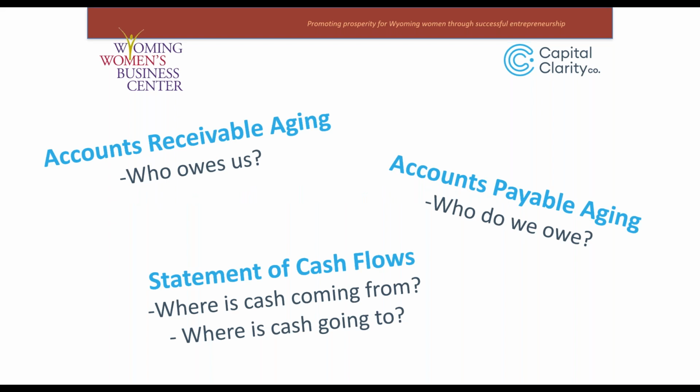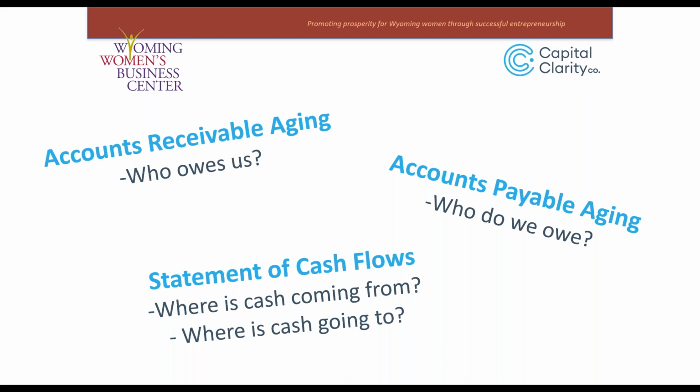So with that, I want to talk about three different reports. Accounts receivable aging is going to give you a detail of who owes you and how much they owe you, and then a timeline of how long it's been owed to you. Accounts payable aging is the complete opposite: who does this business owe money to? How long has this bill been outstanding? It gives that perspective there.